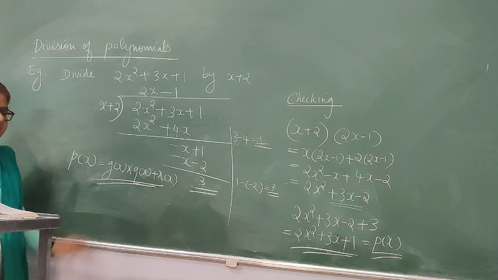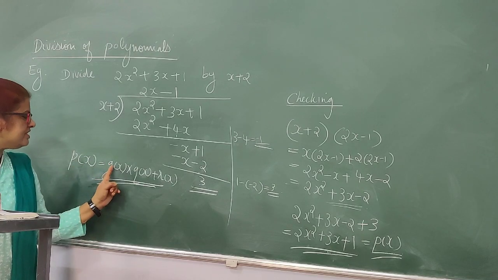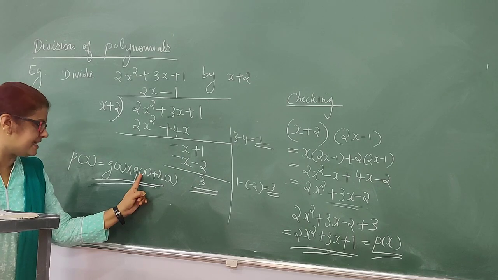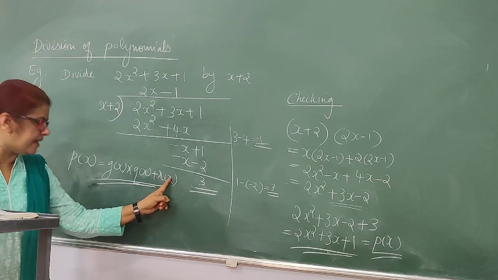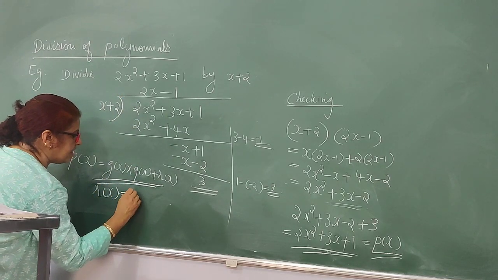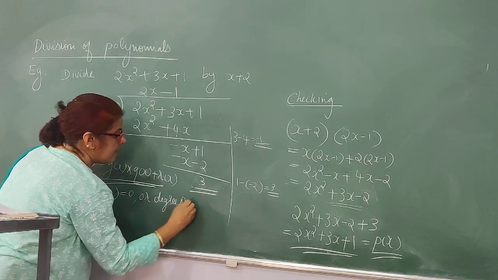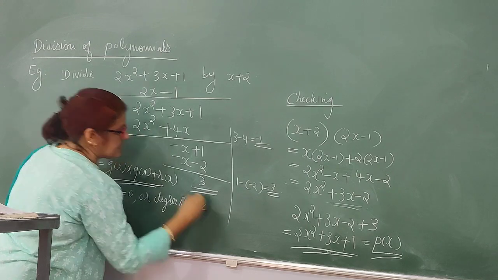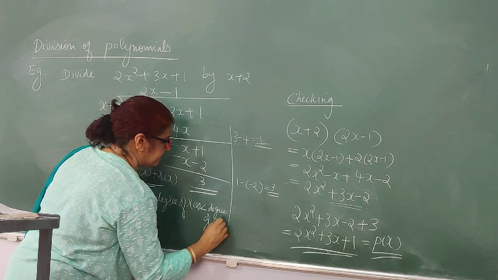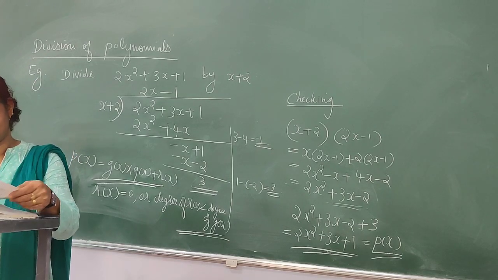This is called the division algorithm of polynomials. P(x) is equal to G(x), where G(x) is the divisor, into Q(x), the quotient, plus R(x), the remainder. And the condition is that the remainder R(x) may be 0, or the degree of R(x) is less than the degree of G(x). This is the division algorithm of polynomials.